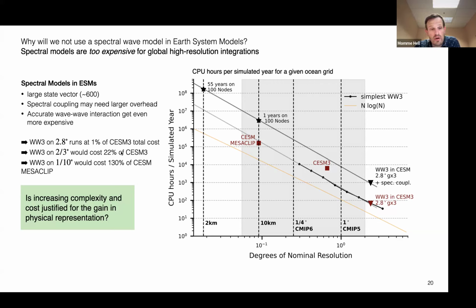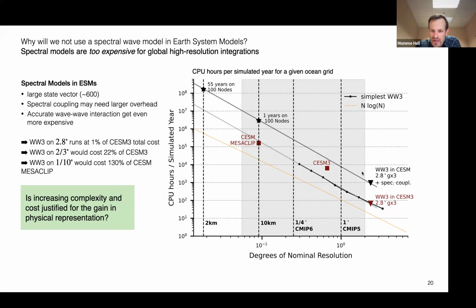However, if you want to run a WaveWatch on this eddy resolving model, CSM MESA clip, which is a tenth of the degree, that sits upward here, it would cost 130% of that model. It would be more expensive than the whole other Earth system model, right? And that comes out of this n log n scaling behavior of this high dimensional model, right?